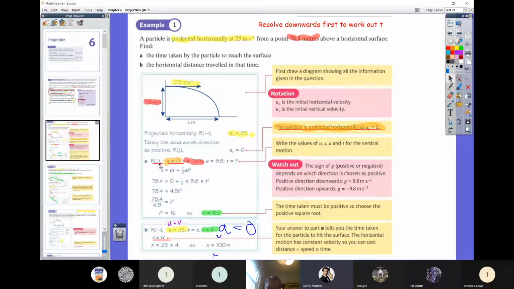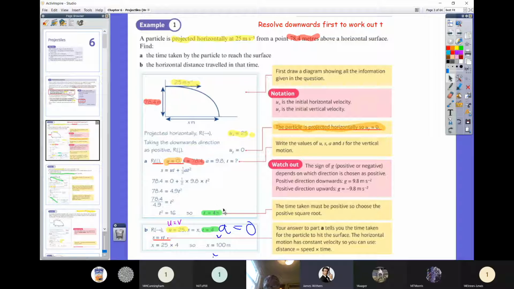So resolving downwards, our initial speed is nothing. We know that we're going a distance of 78.4. Our acceleration is gravity. We don't know what time is. So using that SUVAT equation, we can work out the time for the journey is 4 seconds.